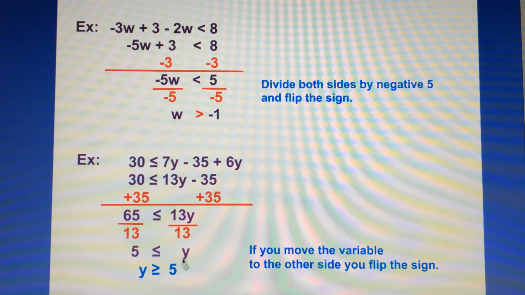But now, when I want to move the y to the opposite side, I need to flip the sign. y is greater than or equal to 5. Doesn't change it. y was always greater than or equal to 5. It's just that I need to say the variable first, so I need to flip the sign.